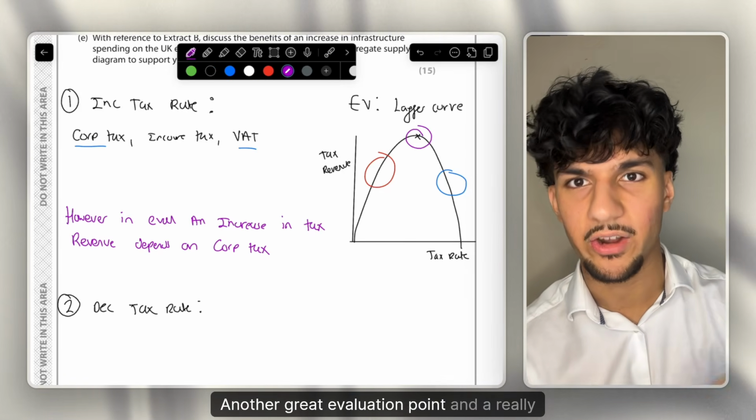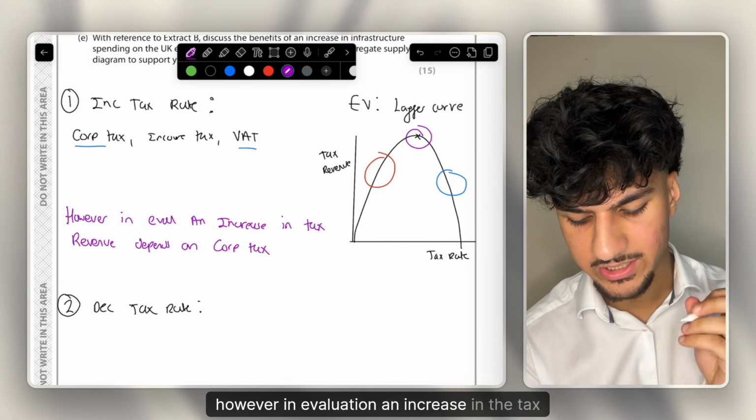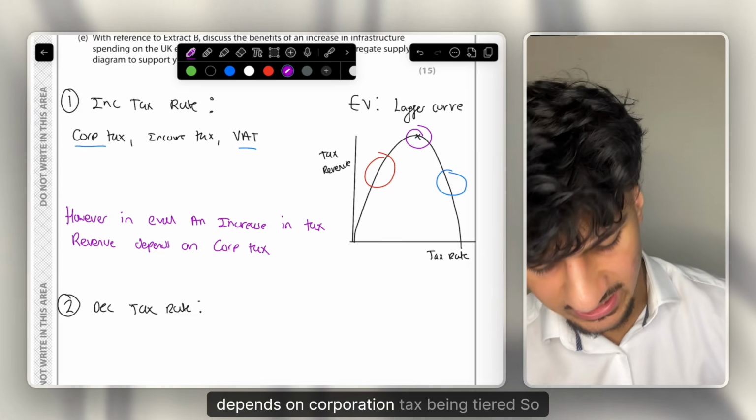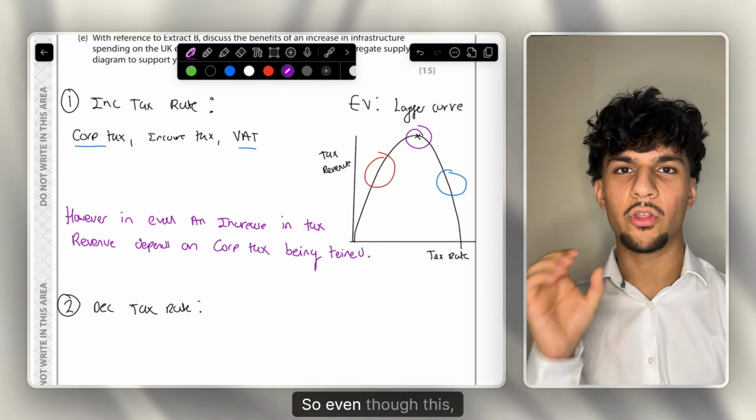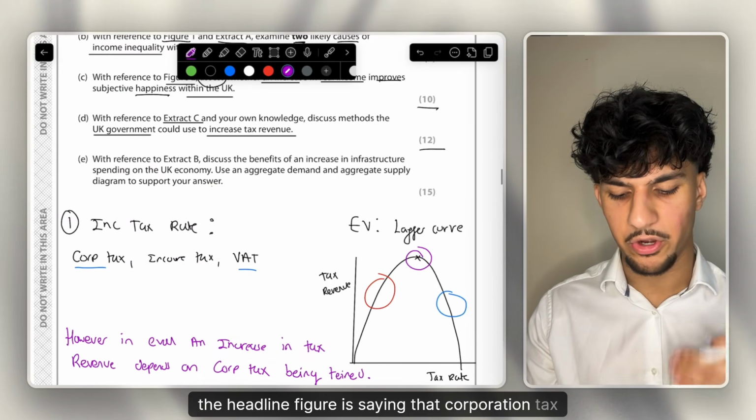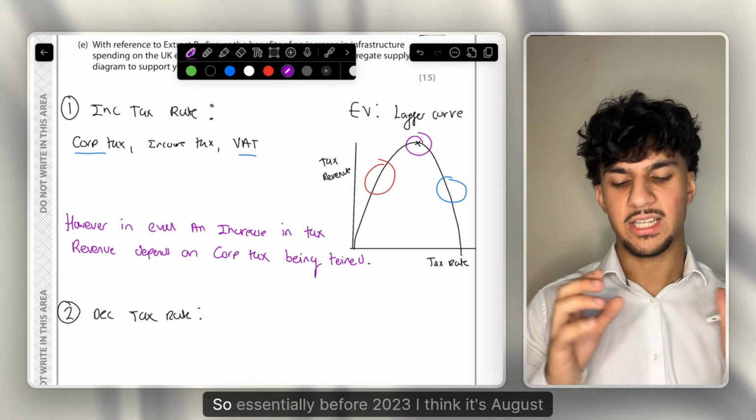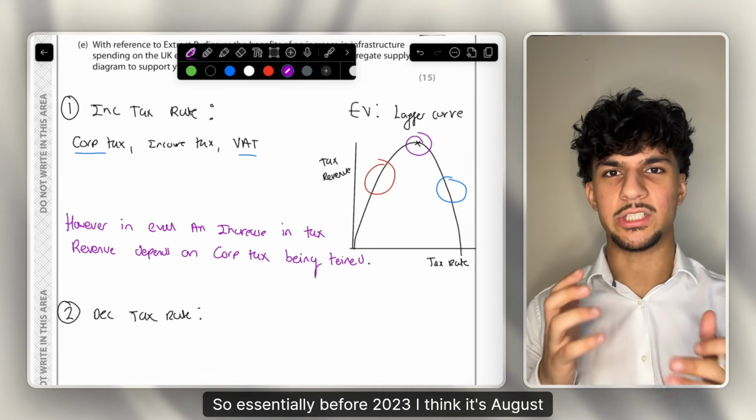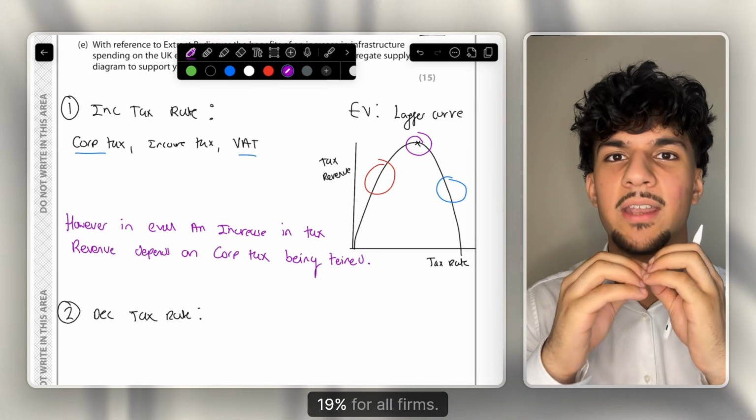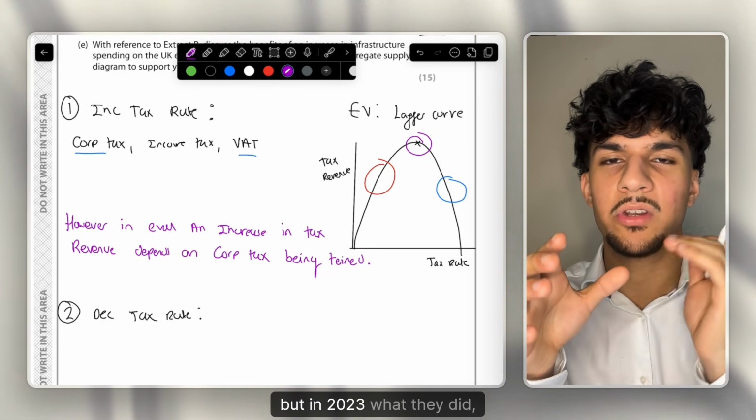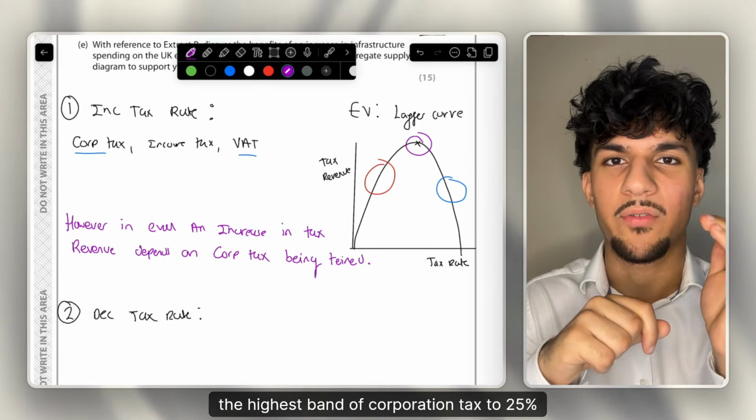Another great evaluation point, and a really specific one to corporation tax, is saying, however, in evaluation, an increase in the tax revenue depends on corporation tax being tiered. So essentially, there's different tiers of corporation tax. Even though the headline figure is saying that corporation tax in the UK has increased to 25%, that is not entirely true. Before 2023, I think it was August 2023, the UK's corporation tax was 19% for all firms. But in 2023, they increased the highest band of corporation tax to 25%.